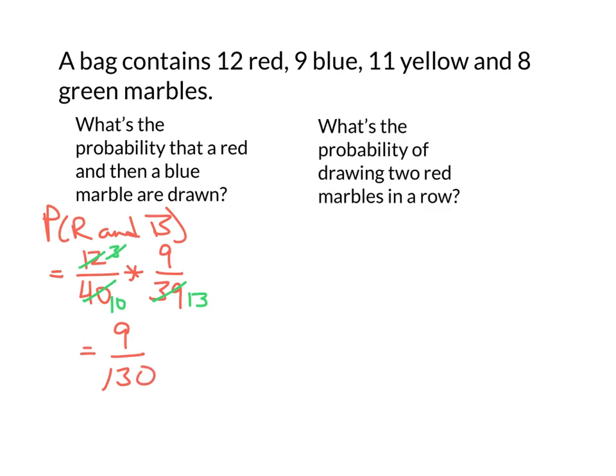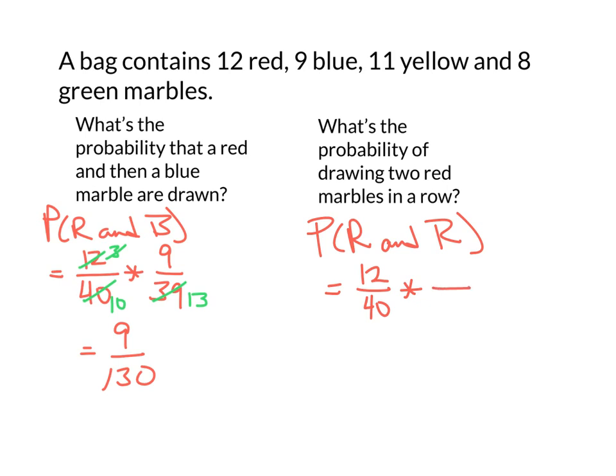Let's try another one. What's the probability of drawing 2 red marbles in a row? So that means we want to find the probability of getting a red and then another red. So we think about each of those events happening one right after the other. First of all, getting a red marble out of there. Well, there are 12 red marbles in the bag out of the 40 total. So we imagine that we went in the bag and we were able to pull a red one out.